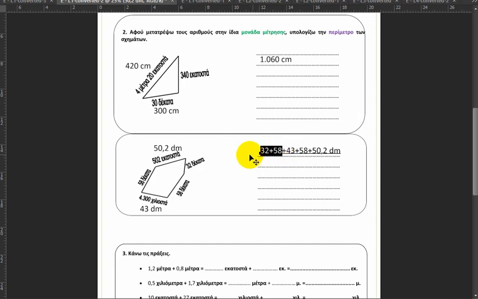Okay, so 32 and 58 makes 90. 90 and 43 makes 133. 133 plus 58 makes 191. And this plus this. If you don't remember how to do this, I pretend that a decimal point is here, and then I place one decimal point beneath the other, and I do that vertically. Or we can just do this in our mind, and we would get 241.2 decimeters.